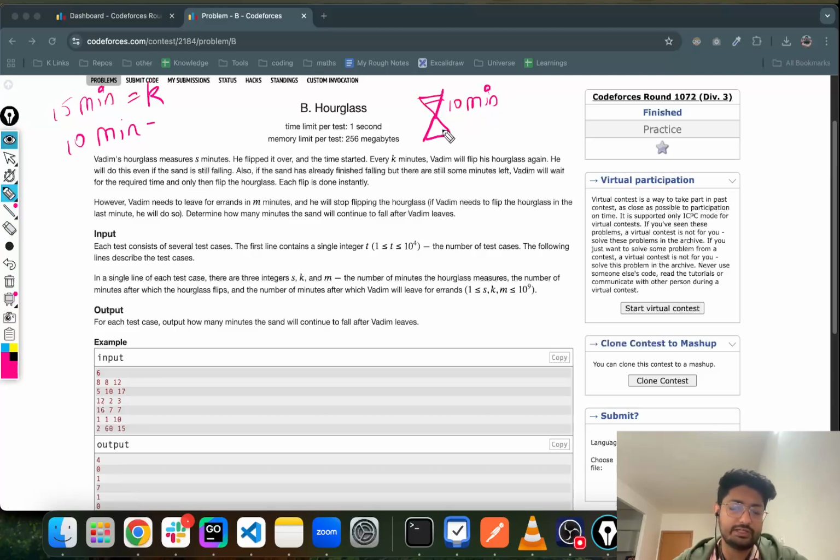You wait for 10 minutes, it goes from here to here. You have to wait for 15 minutes because k. So when you flip it, it starts again for 15 minutes, but it goes back to 10 minutes. Which means that every flip is now a fresh flip.